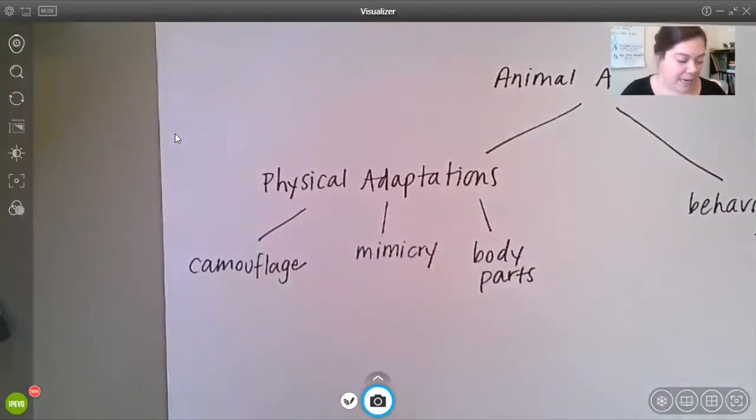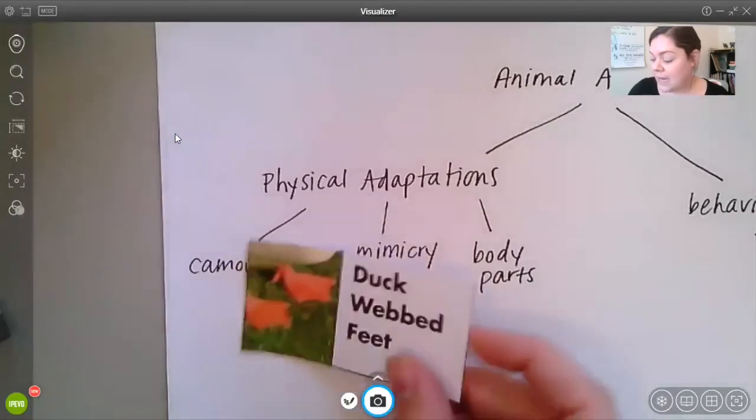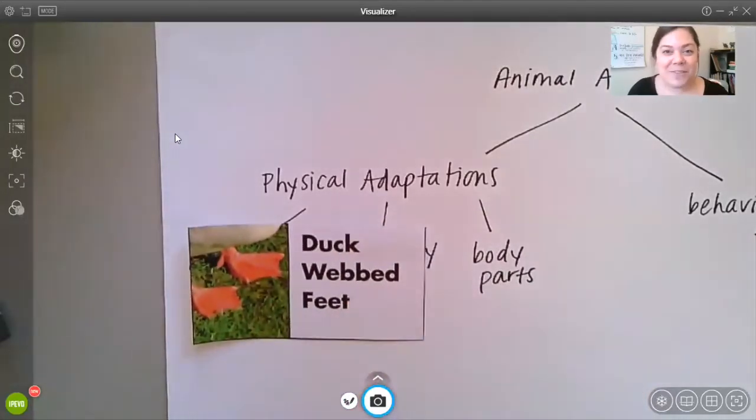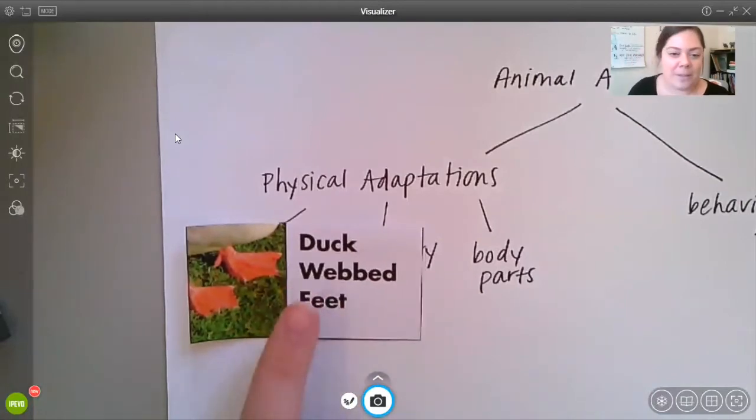Another example of a body part that allows animals to survive would be a duck's webbed feet. I'd like for you to think for a second about how a duck's webbed feet help that animal to survive.